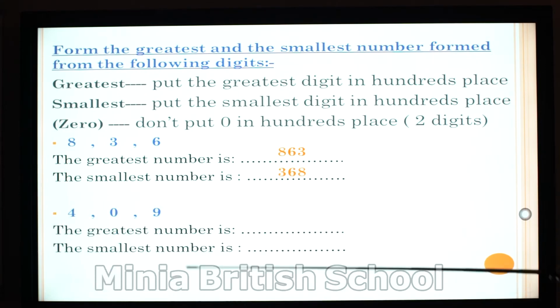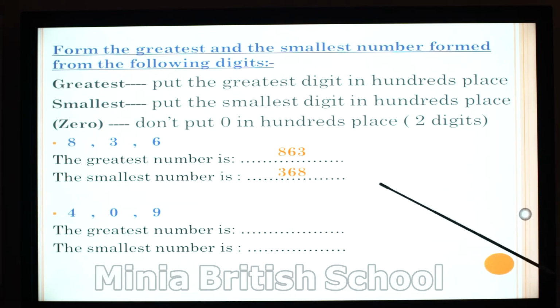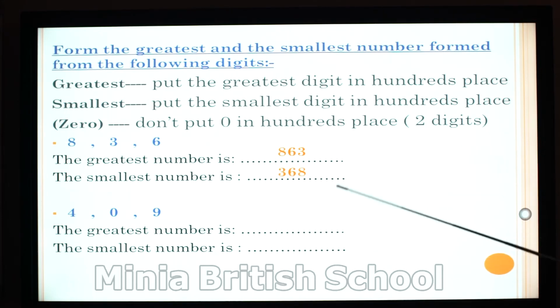Here I have 4, 0, and 9. And I want to form the greatest number. So you have to arrange in descending order. Where is the greatest digit? 9. So you have to write 9 first. Then 4. And the last digit is 0.